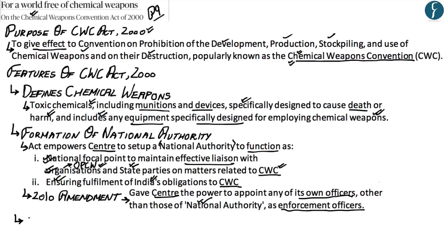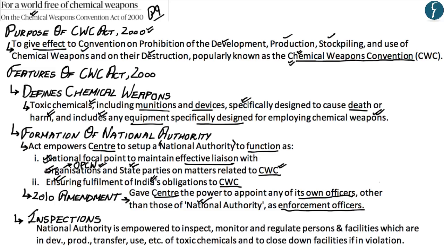The third and the last main feature that this article highlights of the Chemical Weapons Convention Act of 2000 is of inspections. This act allows a national authority, and the 2010 amendment allows enforcement officers of the central government, to inspect, monitor, regulate persons and facilities which are either in the development or in production or transfer or use of toxic chemicals. And apart from this, the national authority is also empowered to close down any facilities which are in violation of the Chemical Weapons Convention Act of 2000.